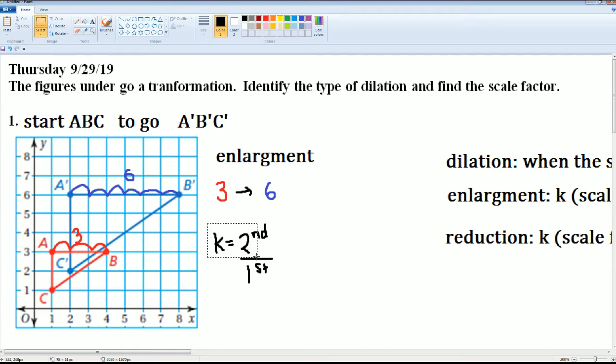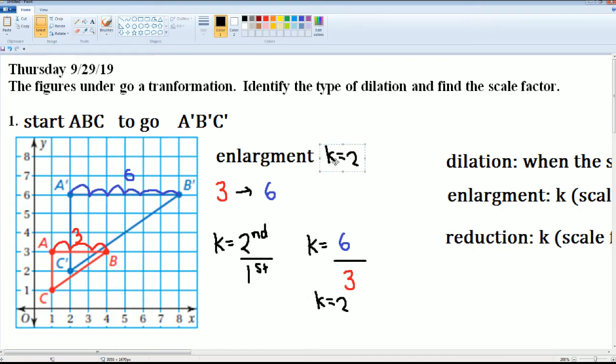So, take a look. Okay, I'm just going to paste it here. What was the second value? It was the 6. What is the first value? It is the 3. What is 6 divided by 3? 2. Is this correct? An enlargement where the K value is 2.